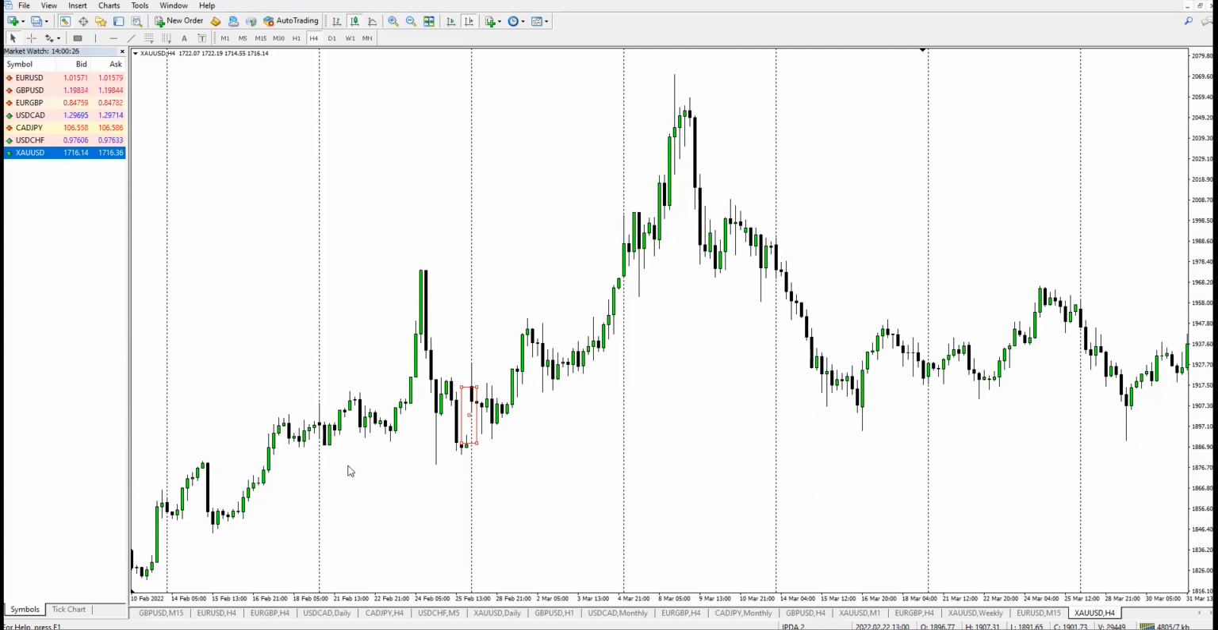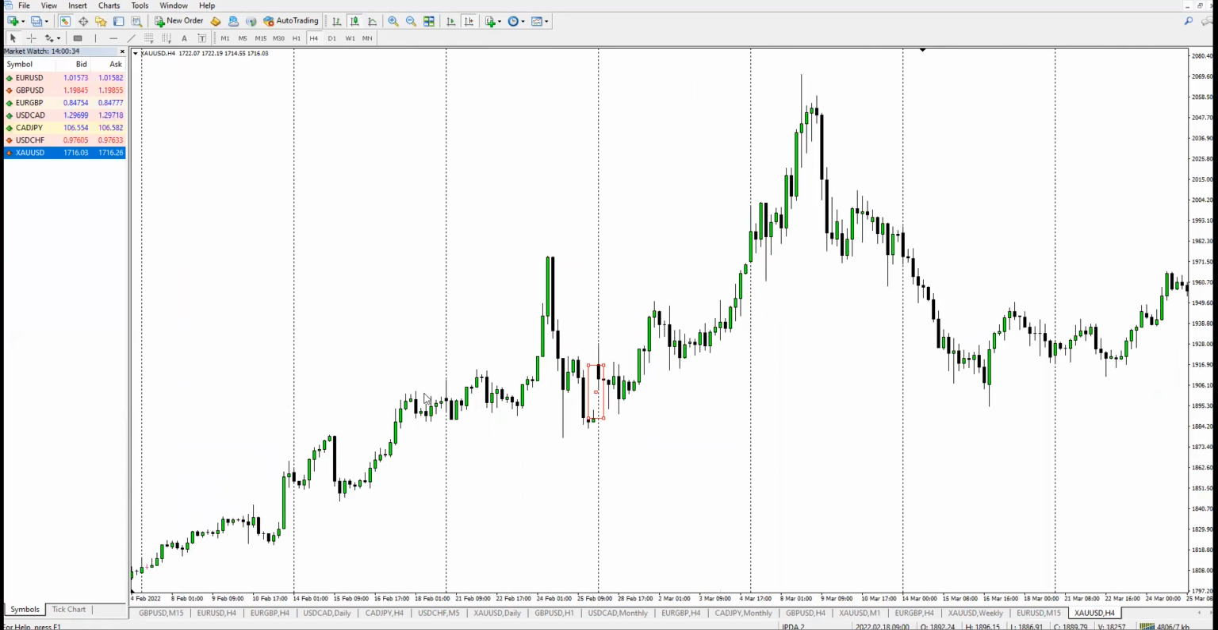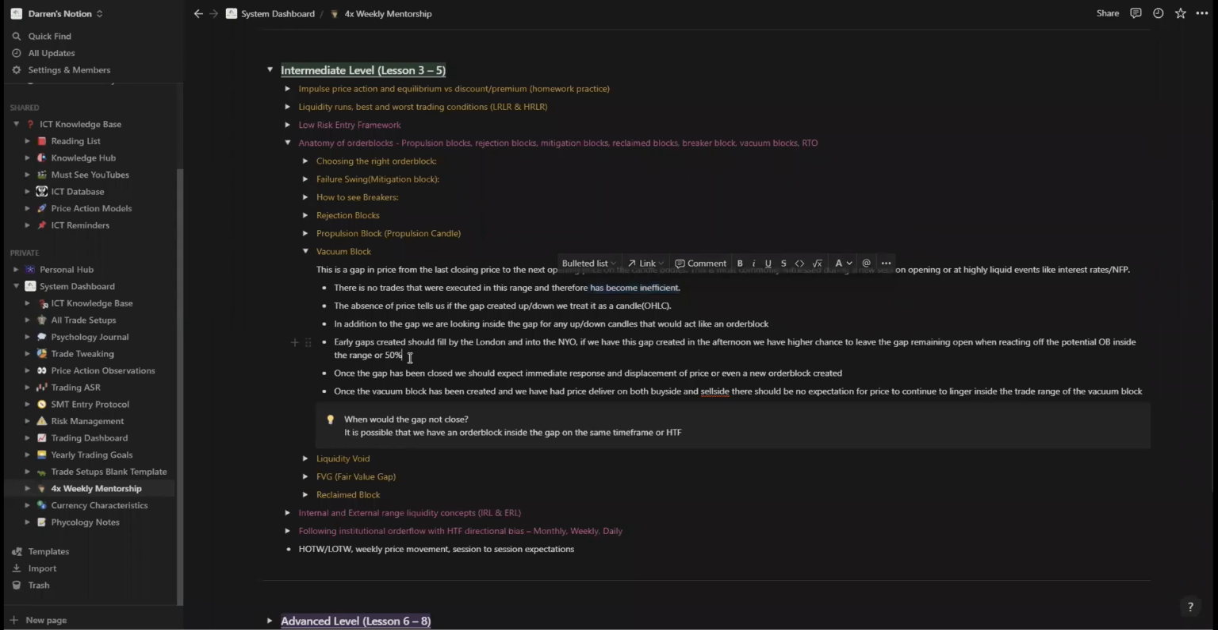It happens all the time, like I said, either session to session or on big news like an interest rate decision, but mostly over a weekend if you're trading commodities and forex. If you're trading indices and stocks, it can happen session to session as well. And we are looking for those inefficiencies as a vacuum block. It can be a target for price to come into, as well as a signal for price to reverse. That's effectively what a vacuum block is.